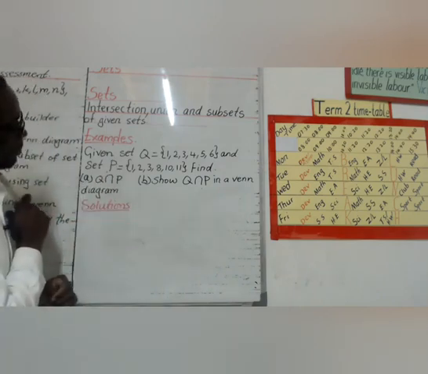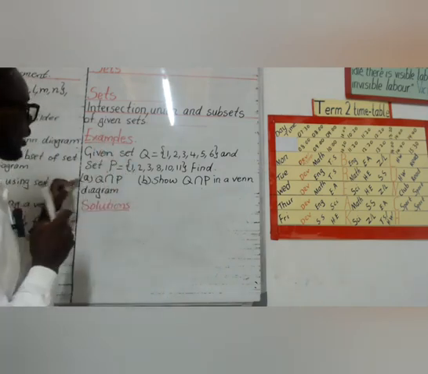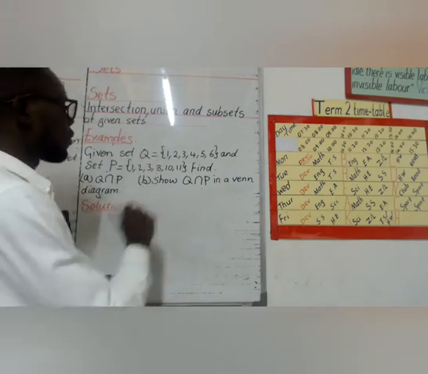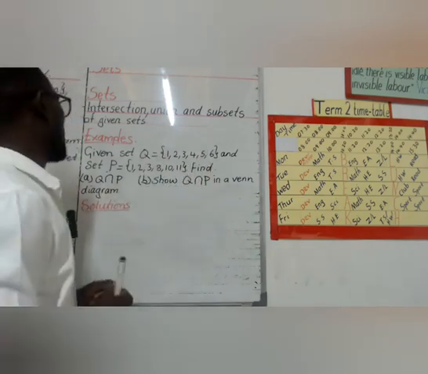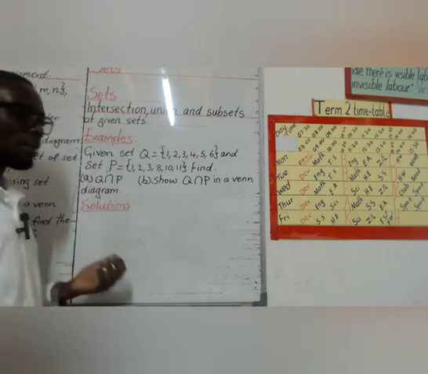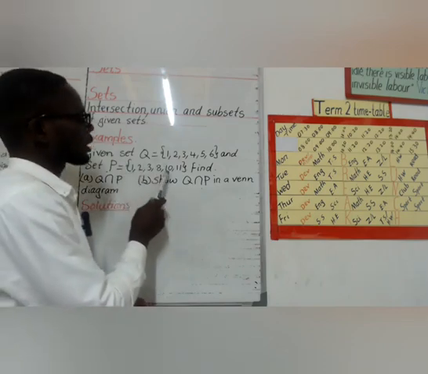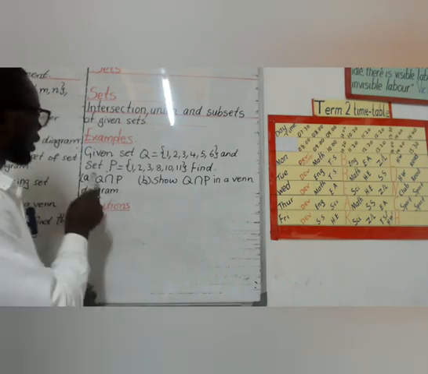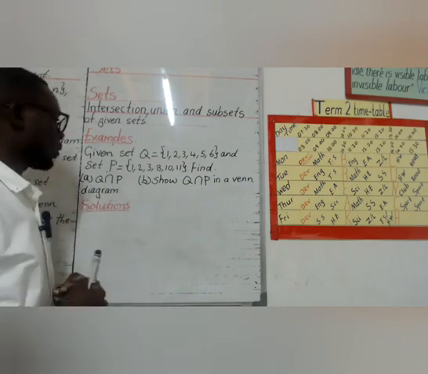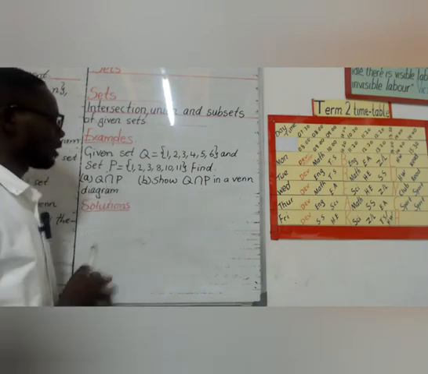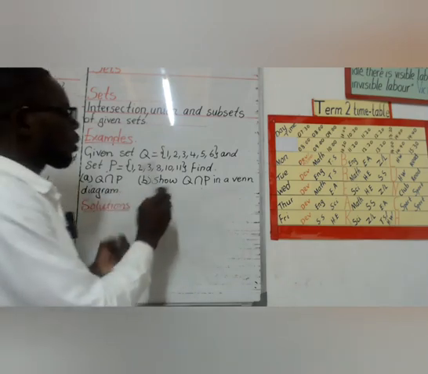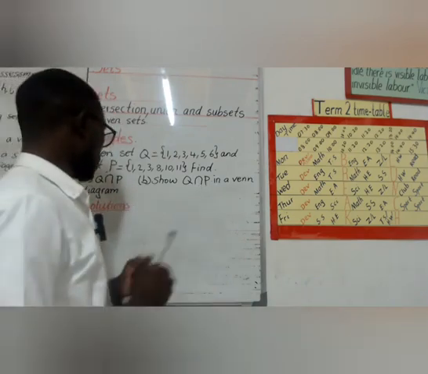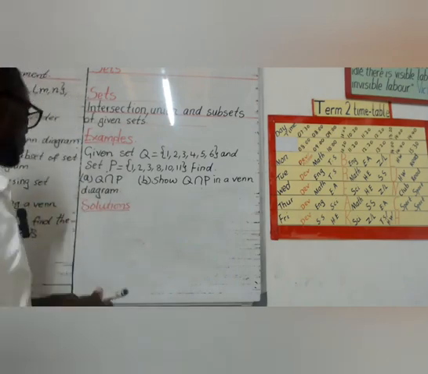I have one example which has parts A and B. The question says, given set Q as a set of natural numbers, of course 1, 2, 3, 4, 5, 6, and set P as a set of natural numbers as well, 1, 2, 3, 8, 10, and 11. A says find Q intersection P. And B says, show Q intersection P in a Venn diagram. Okay, so let's look at these questions. Solutions.